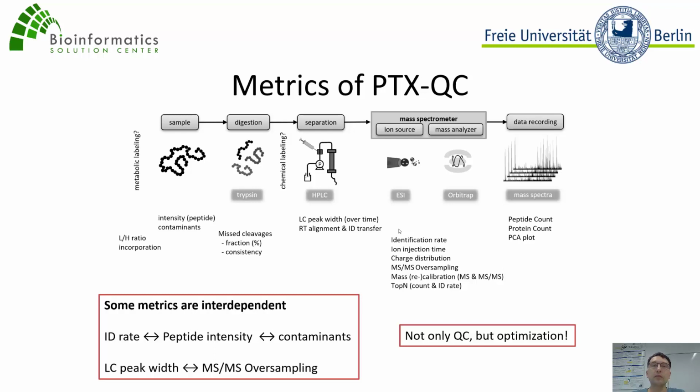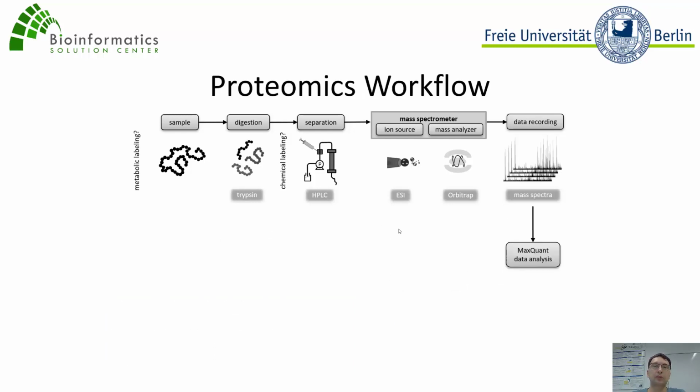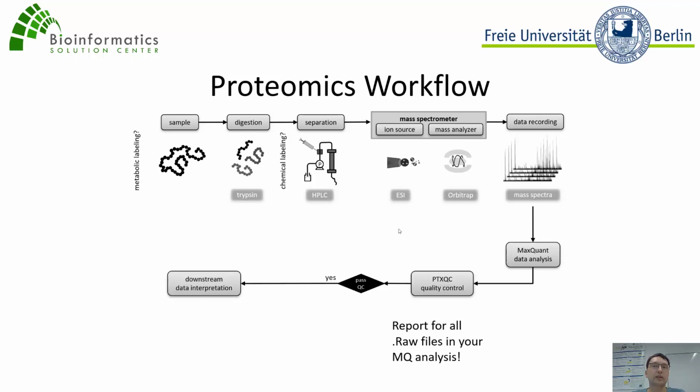All right. So by computing all of these metrics, we can now also automatically decide very quickly if something failed and where that happened. Sometimes the problem can be fixed by simply adjusting some parameters in MaxQuant. Sometimes, if you have a problem, the issue is more upstream and you need to decide if it's worth it to rerun the sample, if you can.